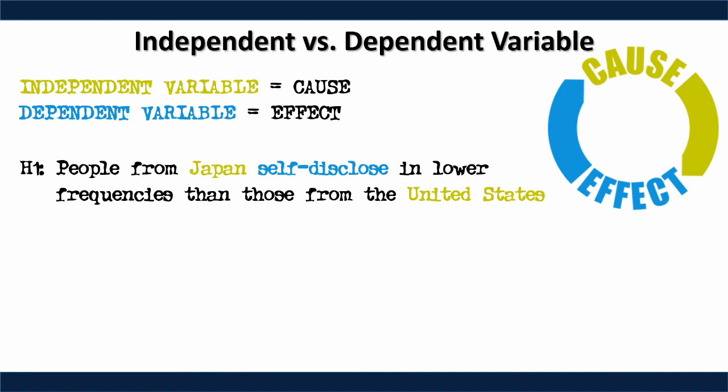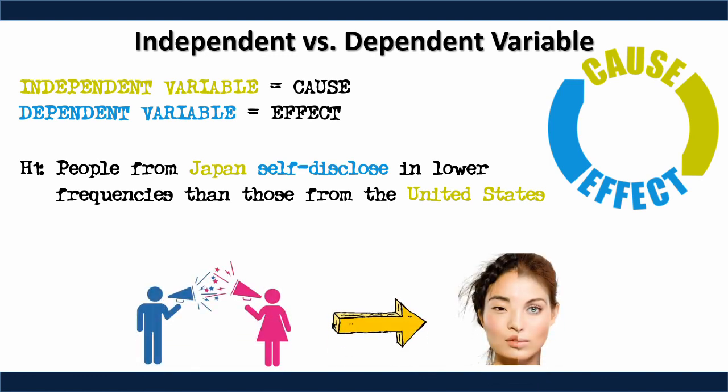The independent variable in this case is ethnicity, and the two levels of that variable are Japanese and American, and the dependent variable is frequencies of disclosure. How do we know that? For certain trait variables like sex, ethnicity, height, and culture, they're all considered unchangeable. So in our case, the number of disclosures can't possibly cause one's ethnicity to change.